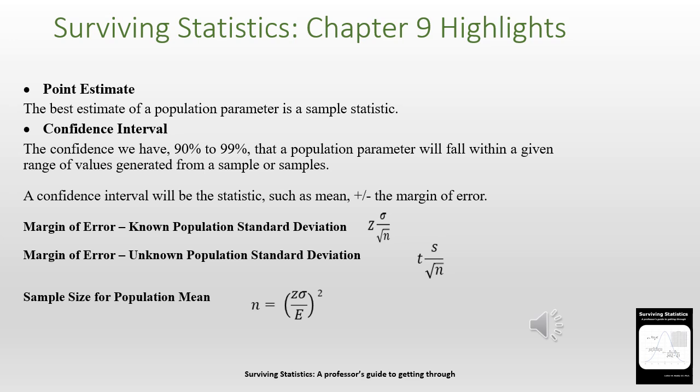We compute the margin of error using the formula of the z statistic that equates to the confidence level that you're looking for, with the population standard deviation divided by the square root of the sample size. If you do not know the population standard deviation, you use the t-distribution, which uses the sample standard deviation. The t-distribution, remember, uses degrees of freedom, which is n minus 1. And we also saw a formula for computing the sample size for a population mean, and we saw that there were ways to estimate this population standard deviation if we did not have it.